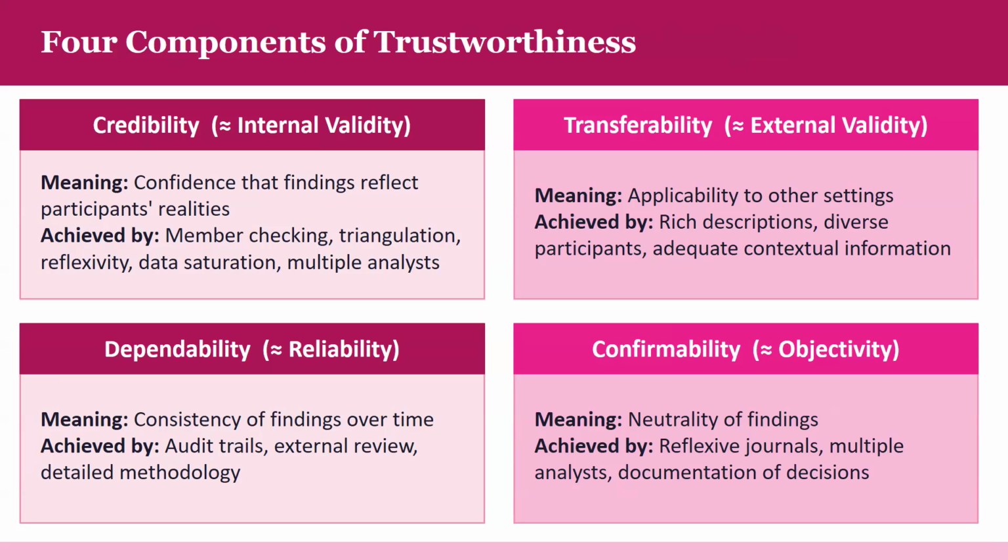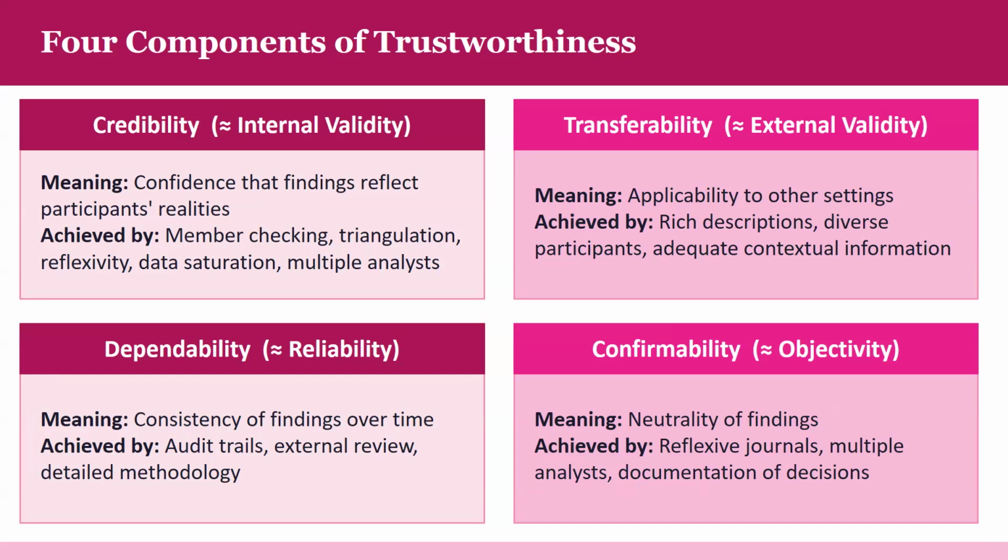Then we have the transferability. The counterpart in quantitative research is the external validity. This is the applicability to other settings. And this is achieved by rich descriptions, diverse participants, and adequate contextual information. Then we have dependability, which is the consistency of findings over time, which we label as reliability in quantitative research. And this dependability is achieved by audit trails, external review, and detailed methodology.